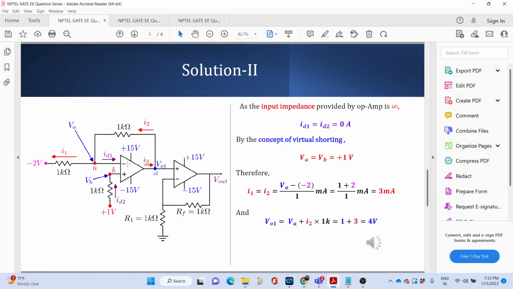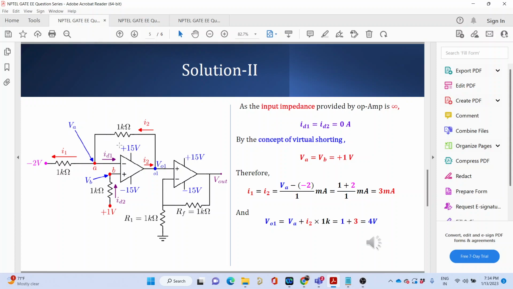So if it is a higher potential, then the potential at point A plus this potential would give you potential VO1. Okay, so this is what I have done. You will find that. So what is I1 then? The potential at point A is 1 volt. So 1 minus of minus 2 volt, that is 1 plus 2 volt, divided by 1 kilo ohm would give you current I1. So I1 is equal to I2.